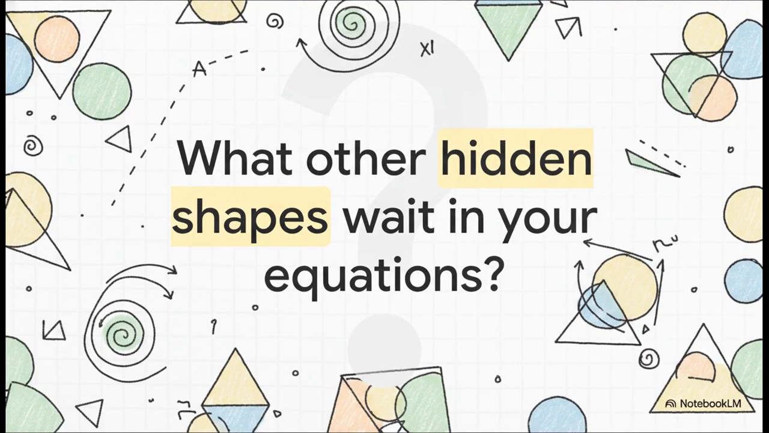I'll leave you with this thought to ponder. If abstract algebra perfectly maps the visual geometry of triangles, circles, and symmetrical polygons, what other hidden, beautiful shapes are just sitting there, waiting to be discovered inside your equations?